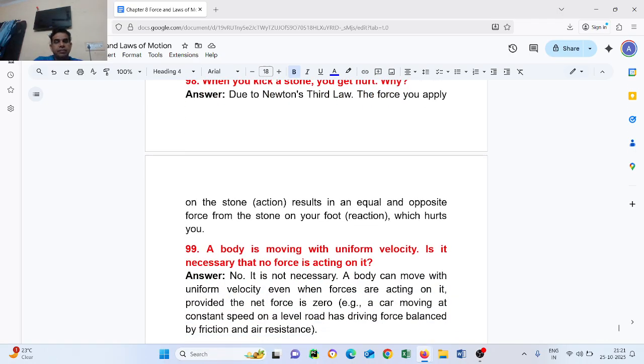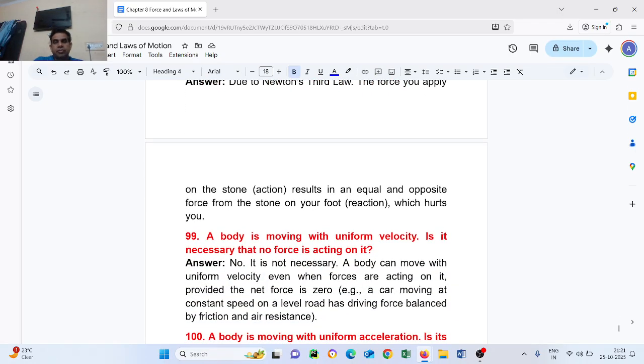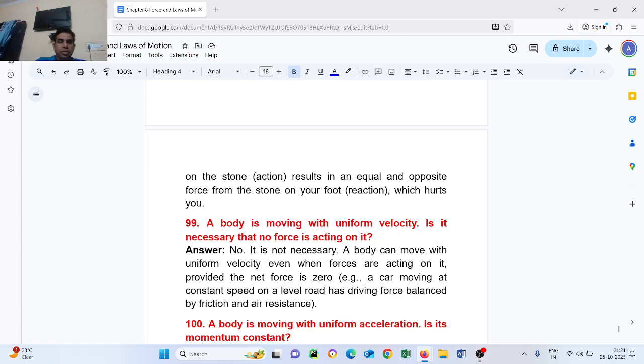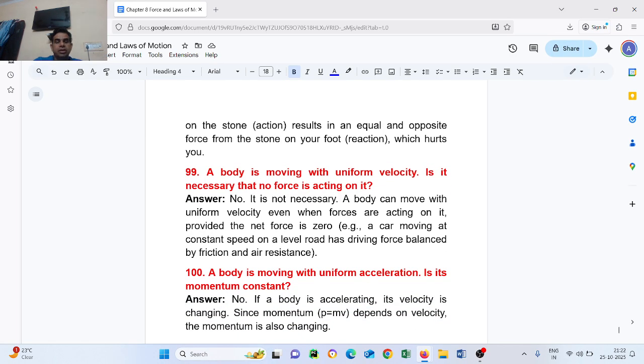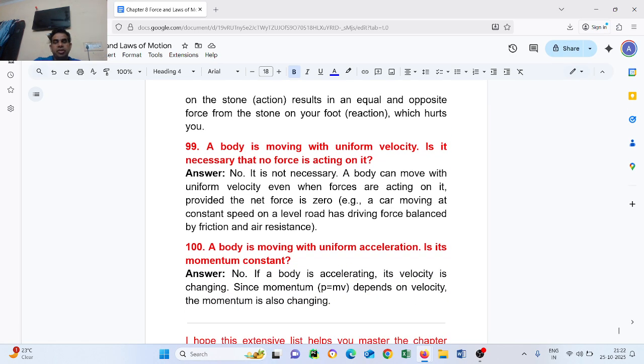Question number 99. A body is moving with uniform velocity. Is it necessary that no force is acting on it? Answer: no, it is not necessary. A body can move with uniform velocity even when forces are acting on it, provided the net force is zero. Example: a car moving at constant speed on a level road has its driving force balanced by friction and air resistance.